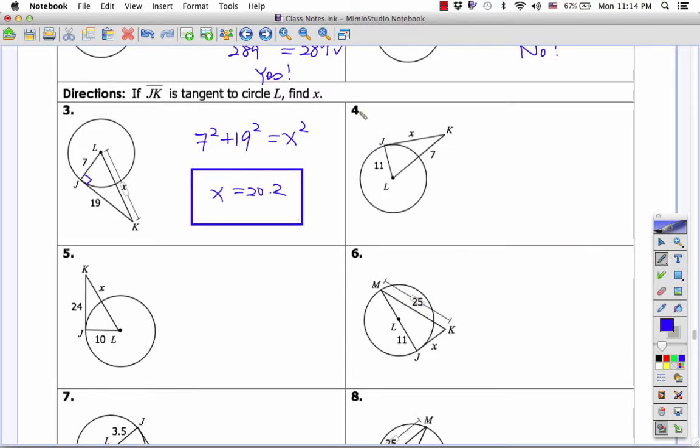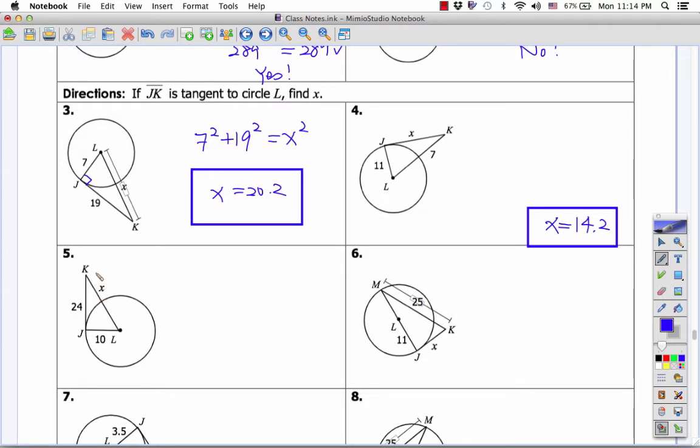Same thing with number 4. I will ask you to do that, and I'll give you the answer, it's 14.2. Make sure you verify that. For number 5, I'm going to help you with it. Notice number 5, I'm asked to find out what the X value is.